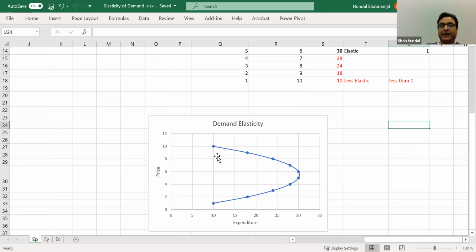So here you can see that in this part, the elasticity of demand is more. In this part, elasticity of demand is equal to 1. And in this part, the elasticity of demand is below 1. So this basically is a representation of the red line, the red part of the table. This is the black one, and the upper one is the green one. So this is how we measure the elasticity of demand.